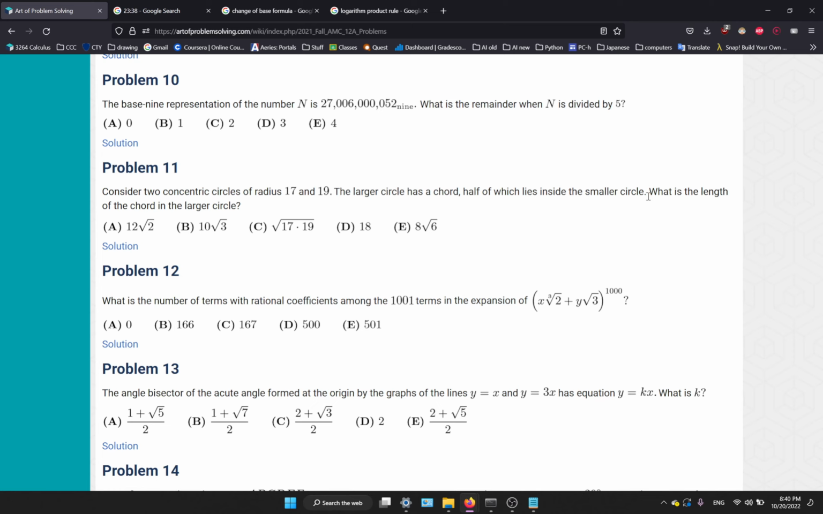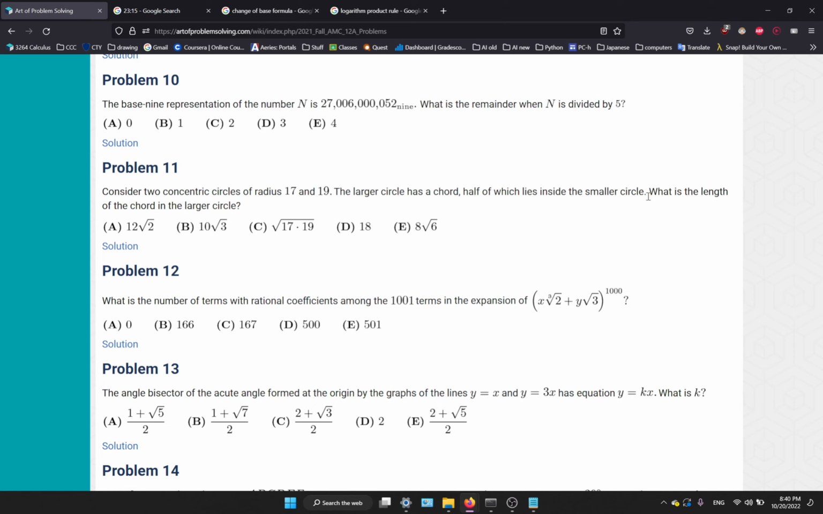Please ask what a chord is. Well, this is a big problem. Well, we can assign some variables, okay? We know that half of the chord is inside the smaller circle, so if the total length is 2x, then this is going to be x in the middle, and these are going to be x over 2's. That makes sense, right?